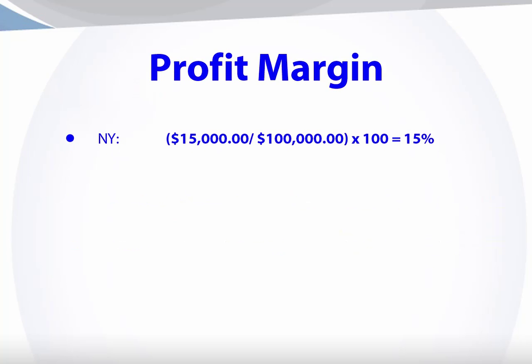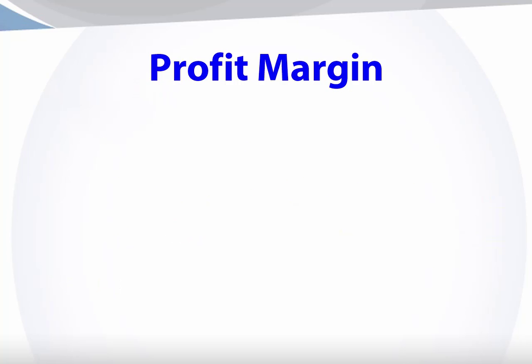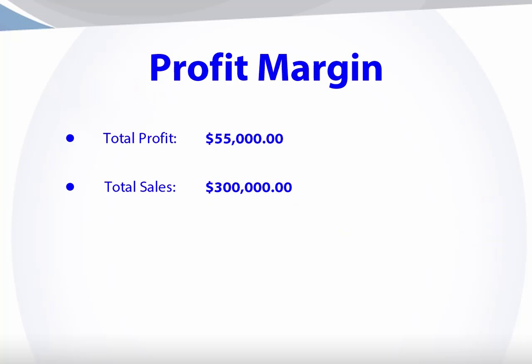So New York's profit margin comes out to 15%, and St. Louis's profit margin is 20%. But what about the total profit margin? 35%? No, it is not 35%. It's somewhere between 15 and 20% though, right? So how would we get the right number? To get the right number, we would need to take the total for the profits and the total for the sales first, then divide the result.